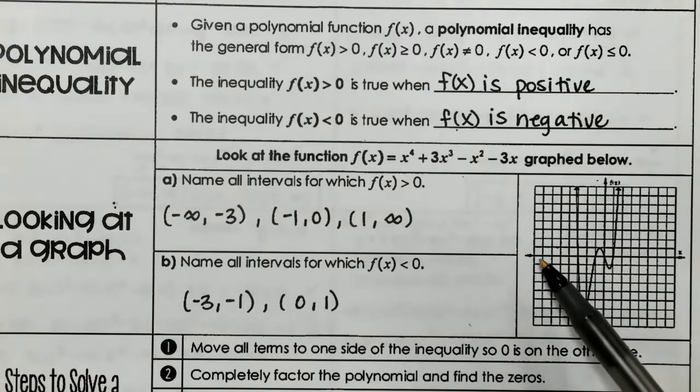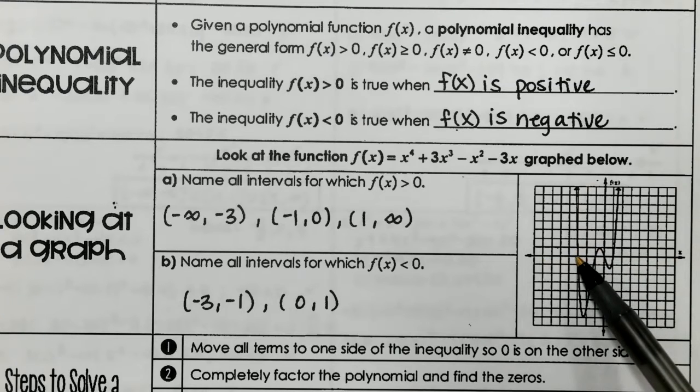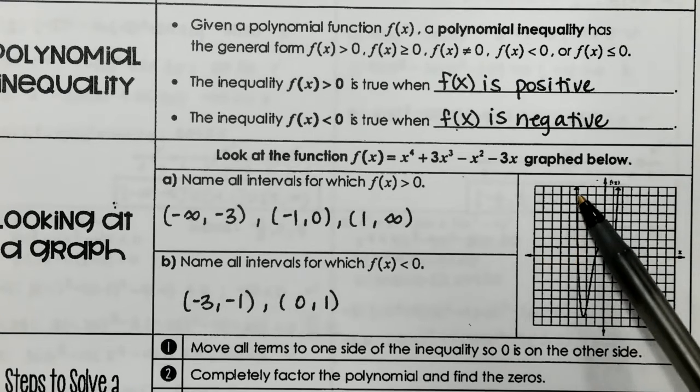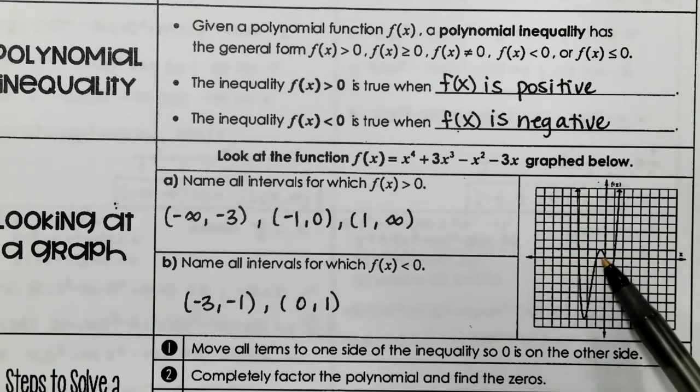Okay, so we have negative infinity to negative 3. It's greater than 0 there. And then we have this little part right here, negative 1 to 0. F of x is greater than 0. And then we have right here, which looks like it's 1 to infinity. Easy peasy.